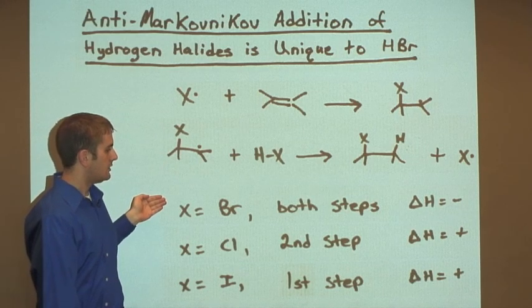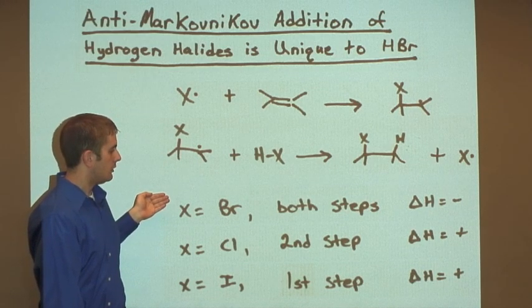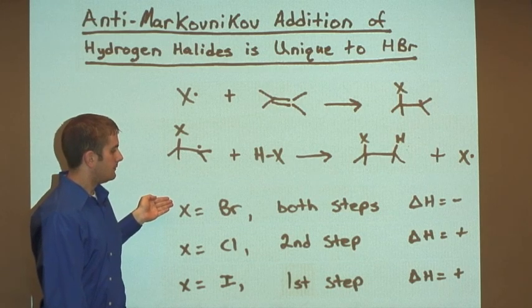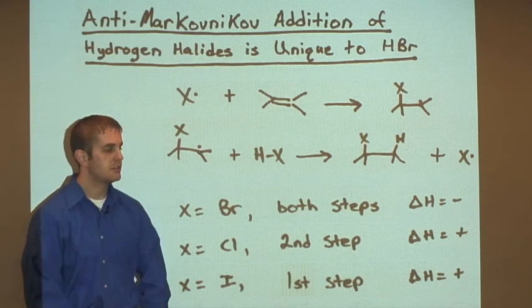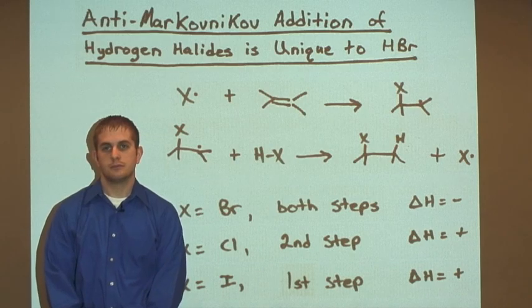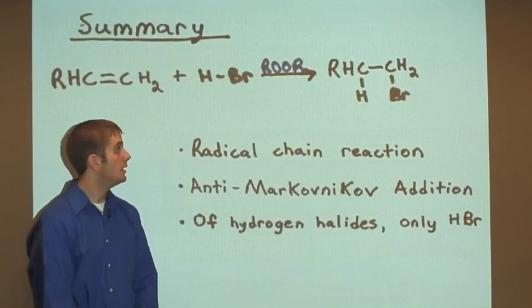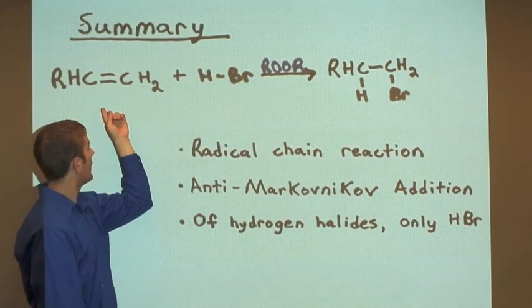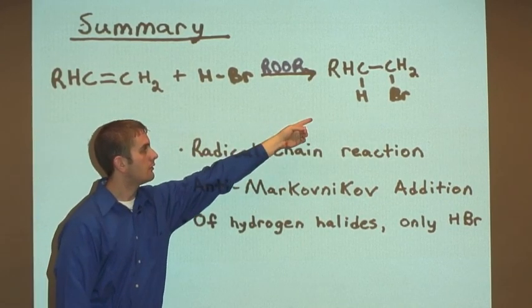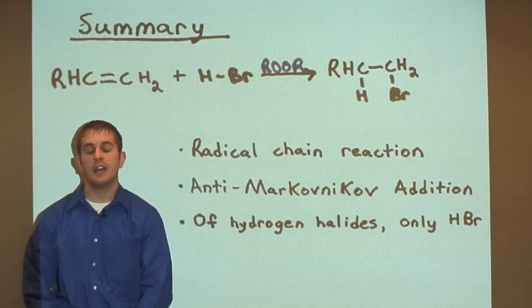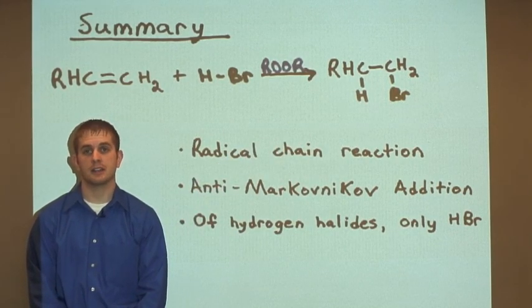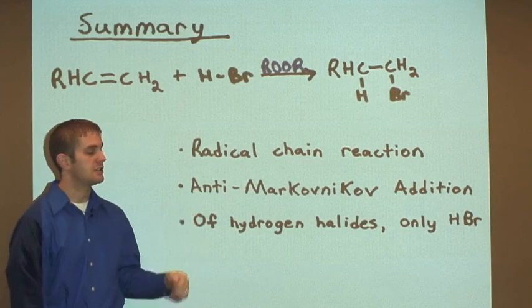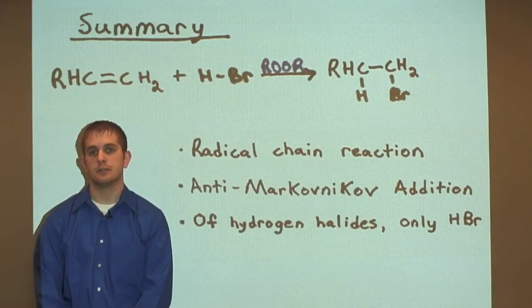Because both propagation steps for the addition of hydrogen bromide are exothermic, only the radical addition of hydrogen bromide is favorable. To summarize, in the presence of peroxides, hydrogen bromide will add to an unsymmetrical alkene to provide an anti-Markovnikov addition product. This reaction proceeds via a radical chain mechanism, and the anti-Markovnikov addition of hydrogen halides to unsymmetrical alkenes is only energetically favorable for hydrogen bromide.